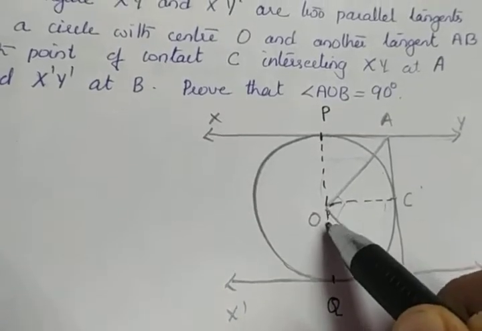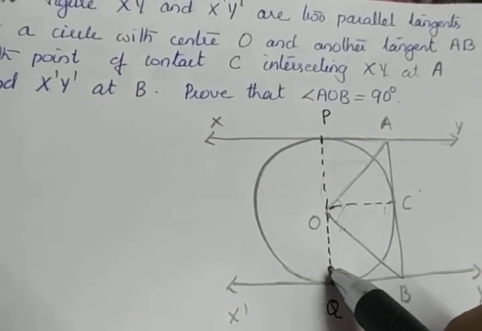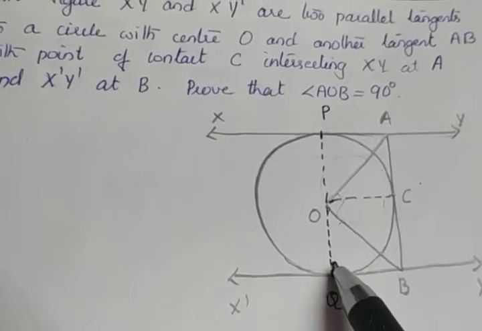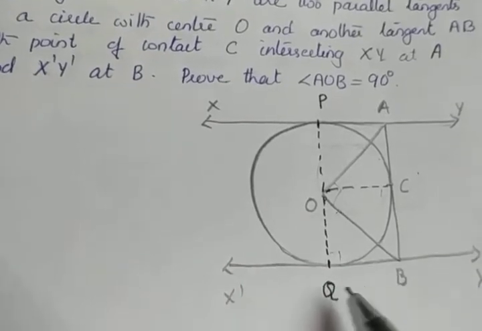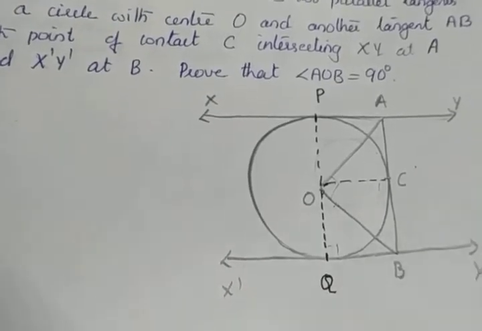In the same way I am going to join OQ. The same thing happens here also. OQ is perpendicular to X'Y', because Q is the point of contact and X'Y' is a tangent.